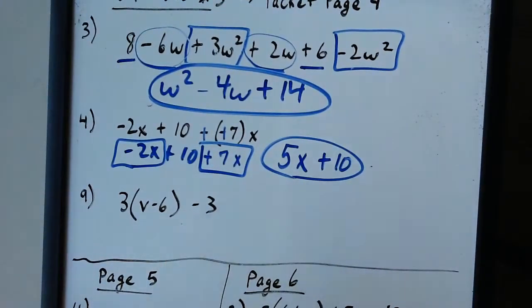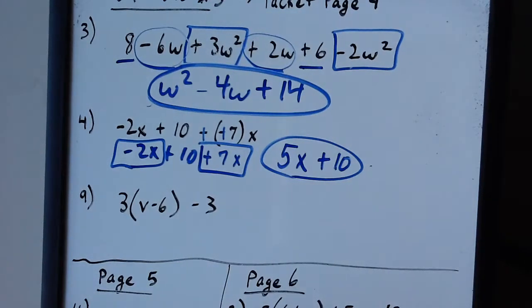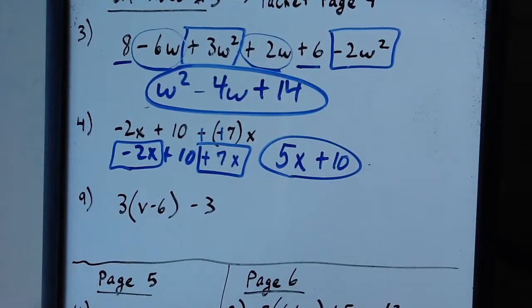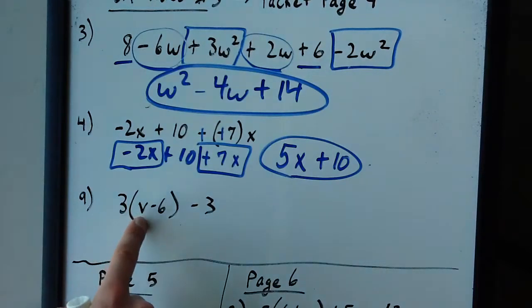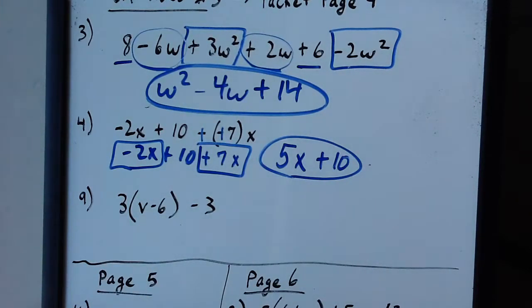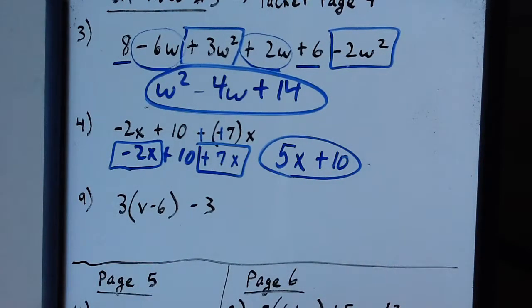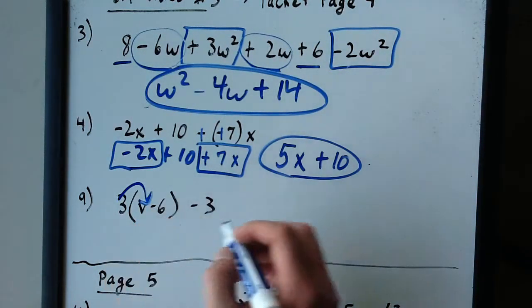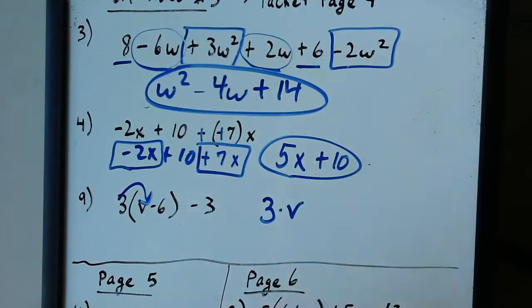Last one we'll do on page 4 is number 9. This is 3 times the quantity v minus 6, minus 3. Whenever you have a number written next to a set of parentheses, that means multiplication. So I'm going to multiply 3 times both of the terms inside the parentheses. To show that I'm doing that, I'm going to use what we call the rainbow. 3 times v, I'll write as 3 dot v, 3 times v.